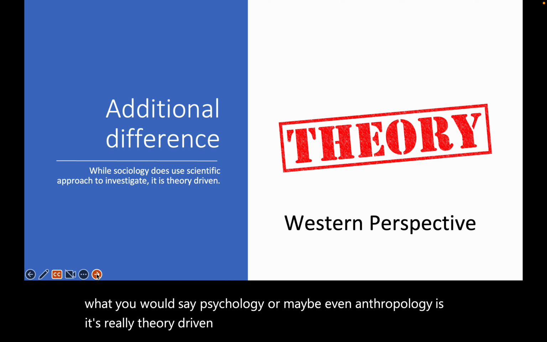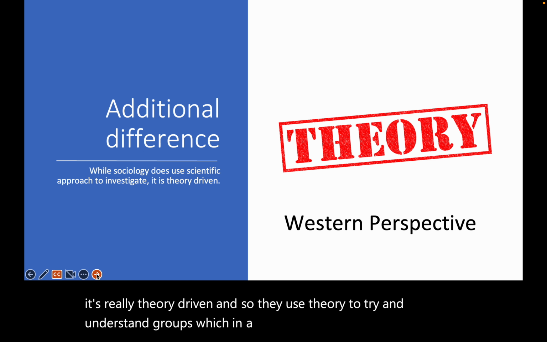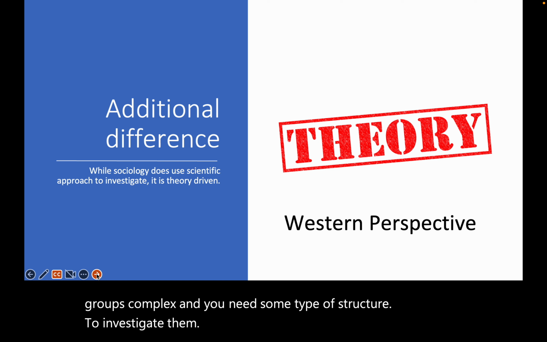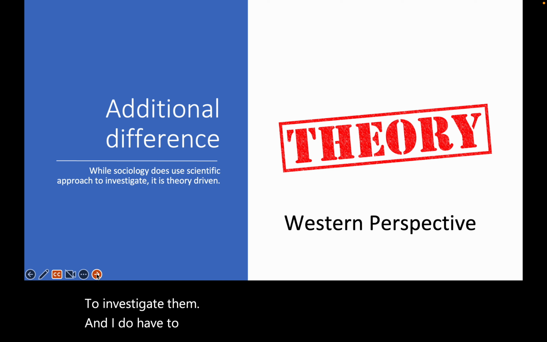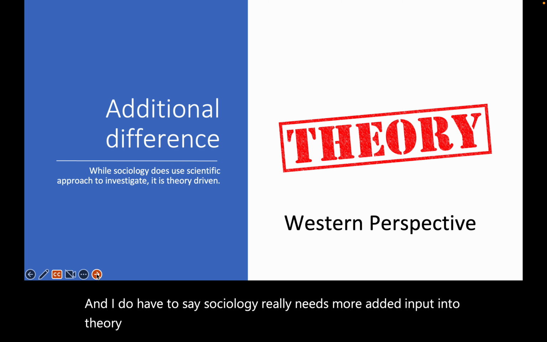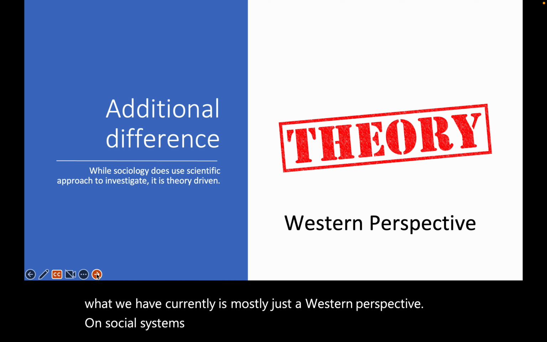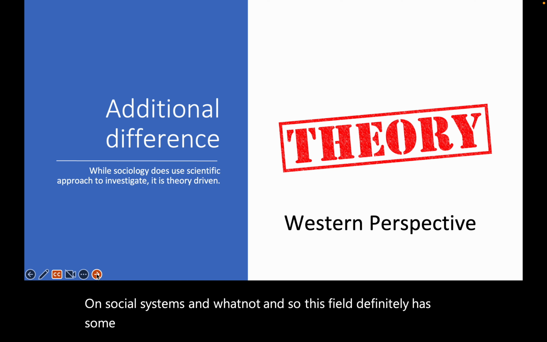And so they use theory to try and understand groups, which in a way makes sense because groups are very complex and you need some type of structure to investigate them. And I do have to say, sociology really needs more added input into theory because what we have currently is mostly just a Western perspective on social systems and whatnot. And so this field definitely has some growth to do. I'm going to just put that out there.